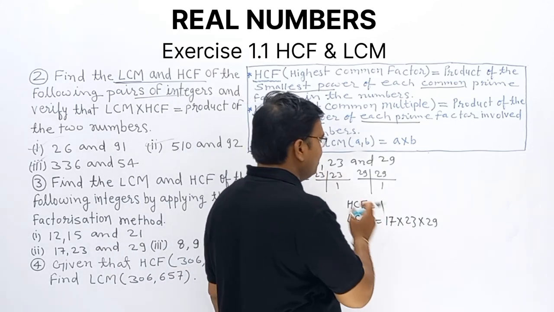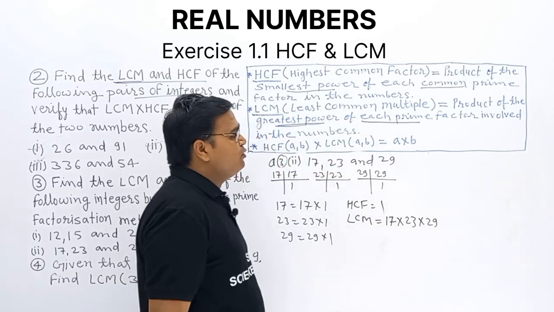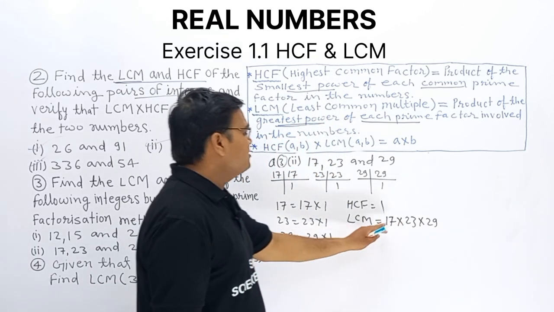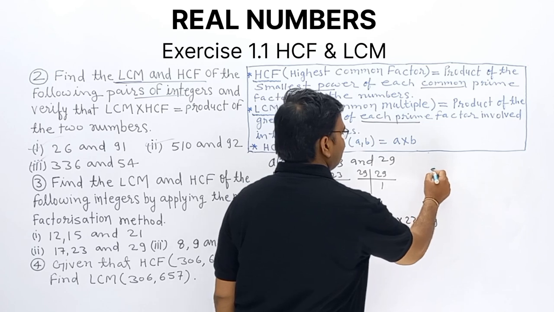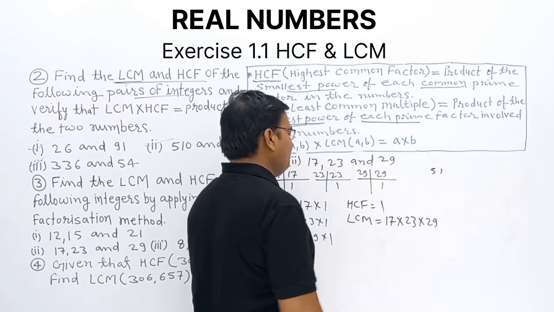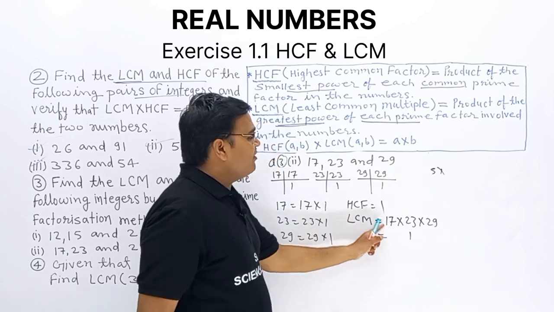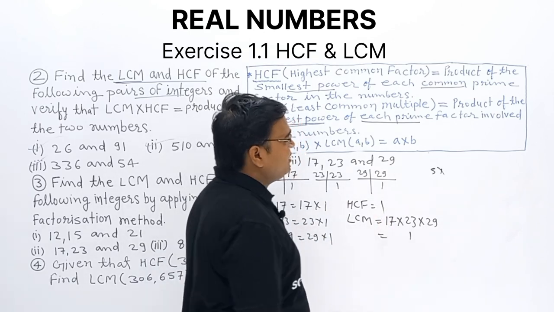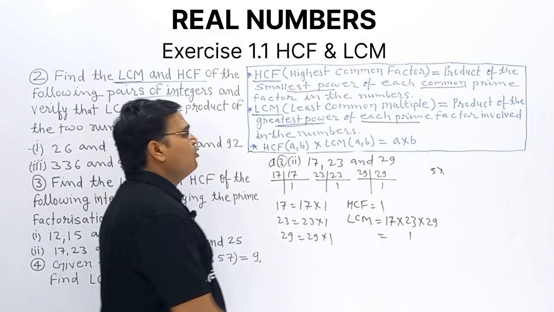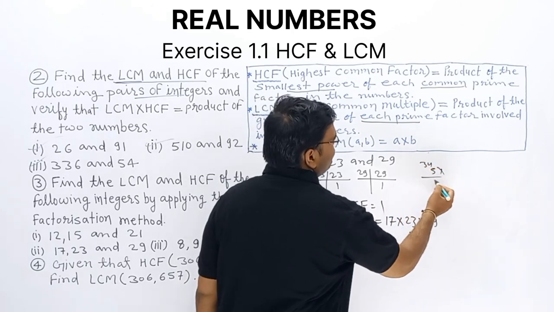If you want, you can do 17 3s directly. If you know the table, we can easily do 17 3s are 51. 17 3s are 51, 1 will be there. What is the remaining? 5. 17 2s are 34, 34 plus 5 is 39.